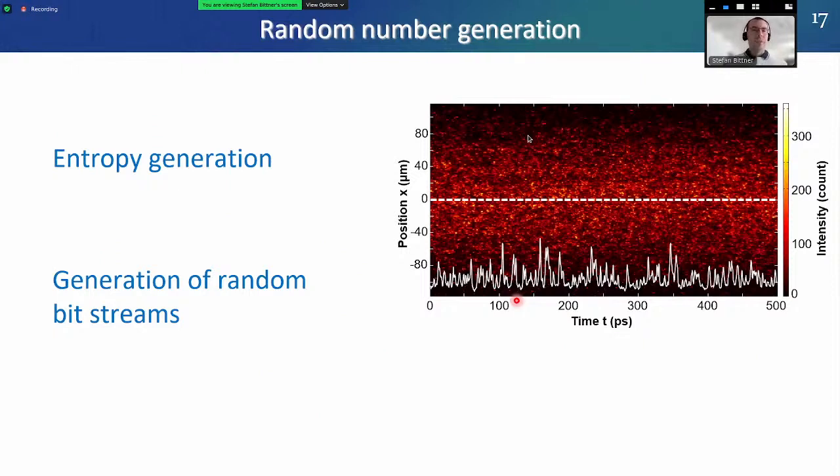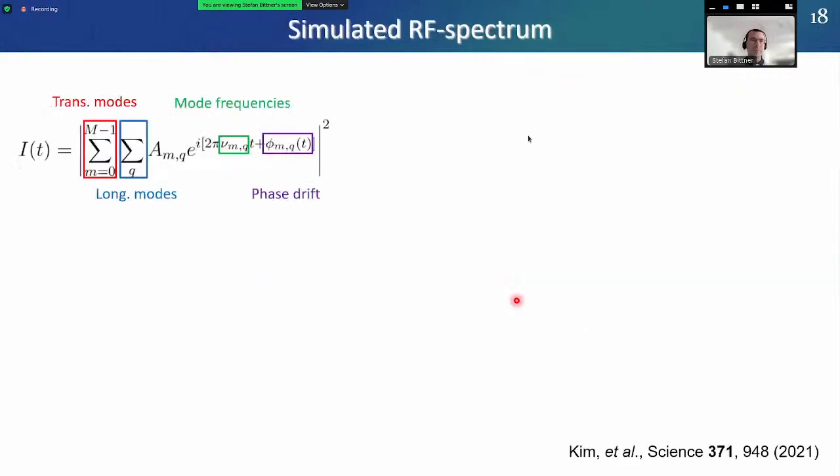Let me now come to the last part, about these devices and how we can use them to generate random bit streams. Here we did simulations with a simple mode interference model. So we just consider a superposition of different transverse and longitudinal modes, which have different mode frequencies and phase fluctuations.